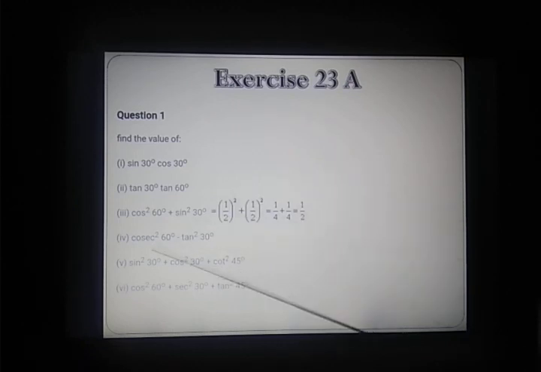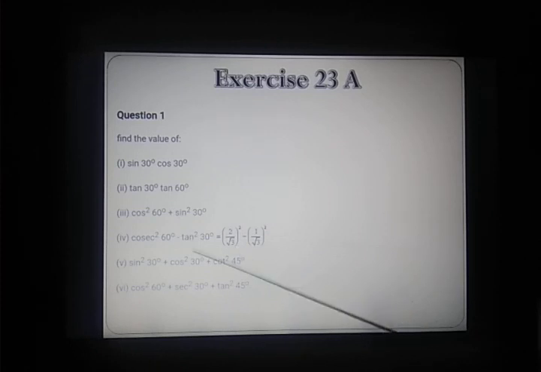Next is cosec square 60 degree minus tan square 30 degree. If you refer to the table, the value of cosec 60 is 2 by root 3, and since there is a square, it is squared. Minus tan 30, which is 1 by root 3, and we have a square. So 2 square is 4, root 3 square is 3. Please remember, don't get confused: root 3 square is 3. Then 1 square is 1 and root 3 square is 3. Then you will get 4 by 3 minus 1 by 3. When you simplify this, you'll get 1.